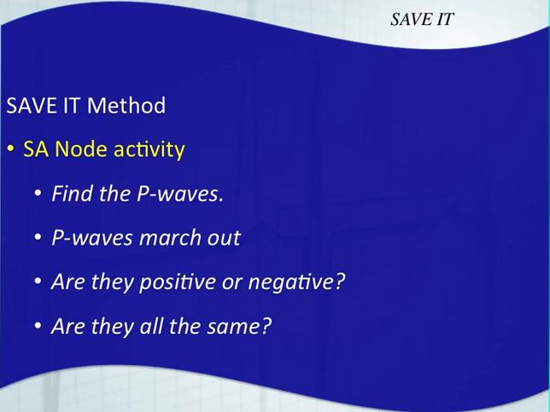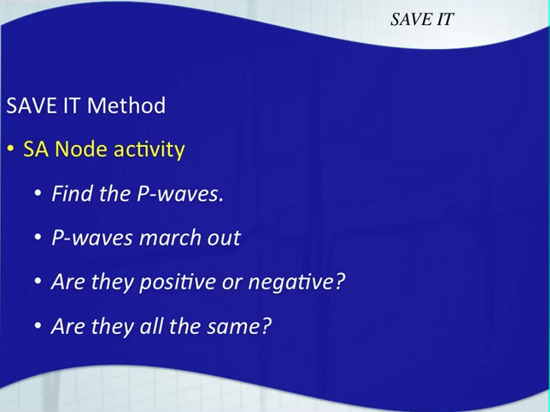When you're looking at the SA node activity, basically what you're looking for is the P waves, the atrial depolarization. Do the P waves march out? Because in order for it to be a P wave, your P to P interval, the spaces between the P waves, should be the same. By identifying each P wave and looking for them to march out, you might find some hidden P waves. That'll happen quite often.